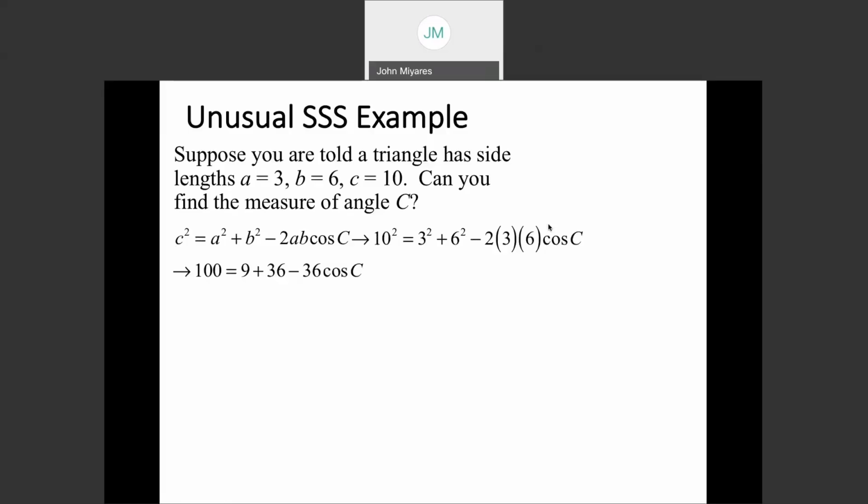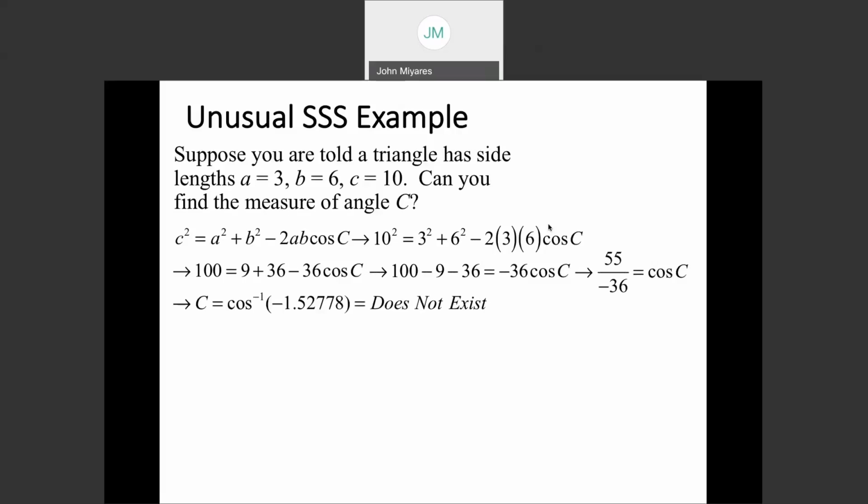Expanding out our squared terms and moving the constants to the other side is going to give you 100 minus 9 minus 36 equals negative 36 times the cosine of angle C. We'll divide out both sides by negative 36, and you're going to get a decimal equivalent of negative 1.52778. The inverse cosine of that value does not exist. What that means is that in this case, there is no such triangle that will fit this situation.